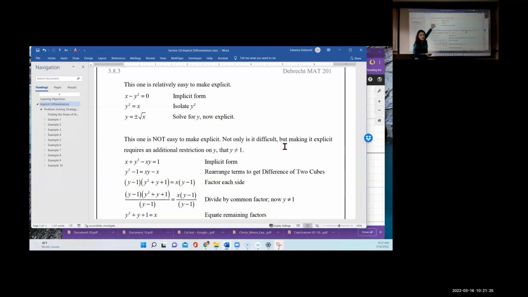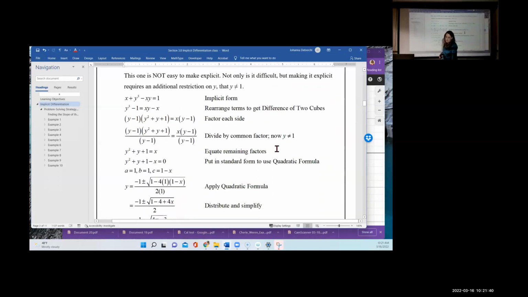The second form is also implicit because it's not solved for y, it's solved for y squared. Now, if we look at this one below it, this is also one that can be solved explicitly, but this is not easy. This one is actually quite difficult to solve for y. If we look at this equation up here, this is the implicit form, x plus y cubed minus xy equal 1. We want to get the y's in one location where it says y equals stuff with x. But I don't have that yet.